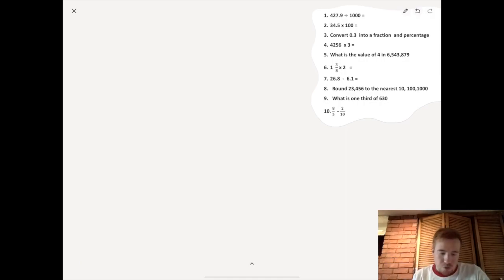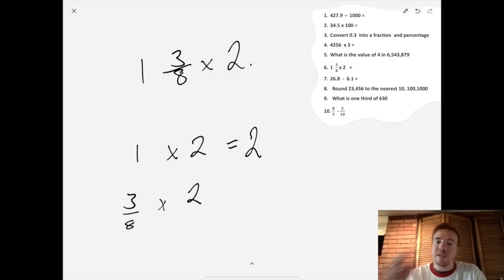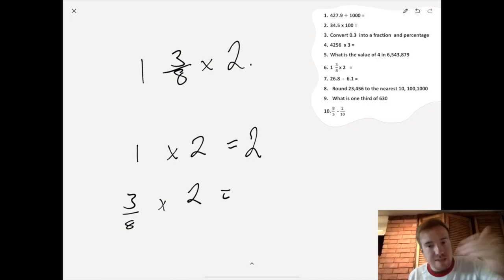1 3/8 times 2. Easiest way to calculate these sorts of questions is to partition. So you're going to split it and do 1 times 2, which is 2. Really difficult, that one. And then you're going to do 3/8 times 2. We've looked at multiplying fractions this year. If you eat 3/8 of a cake, and then I go along and go, right, double it, have the same again.